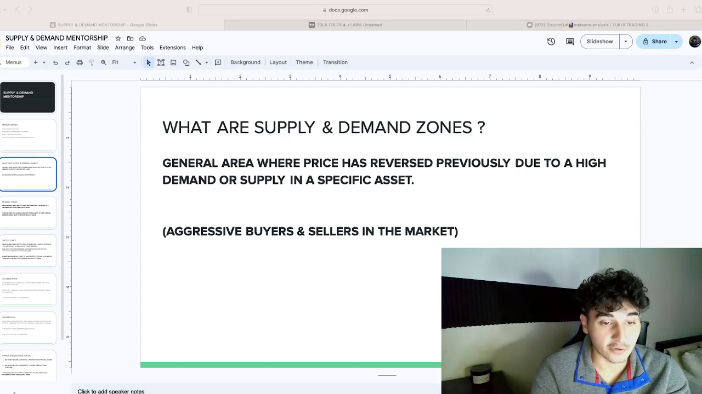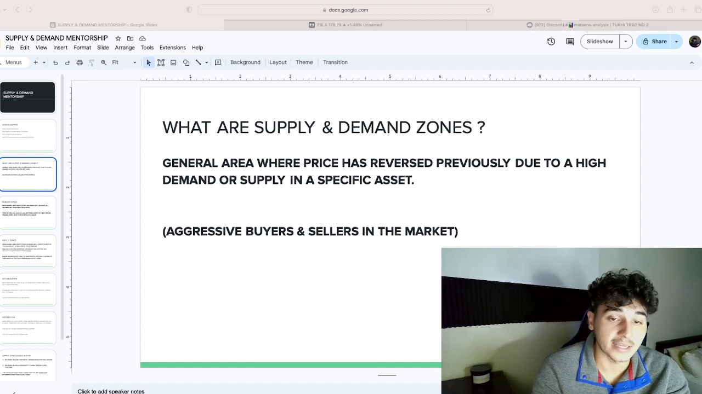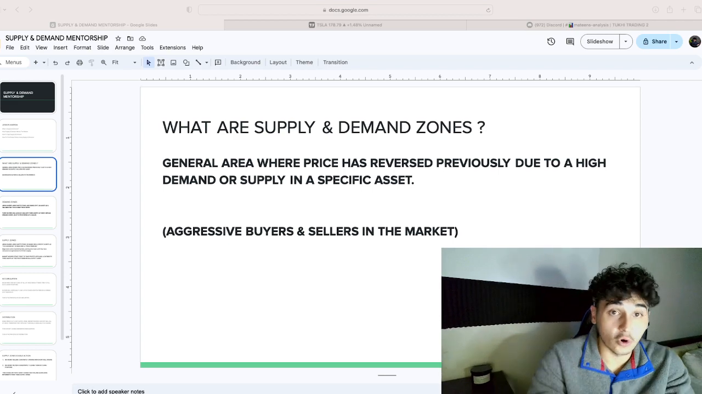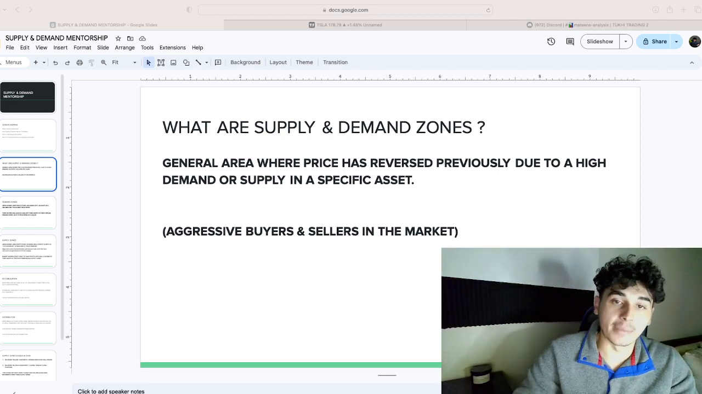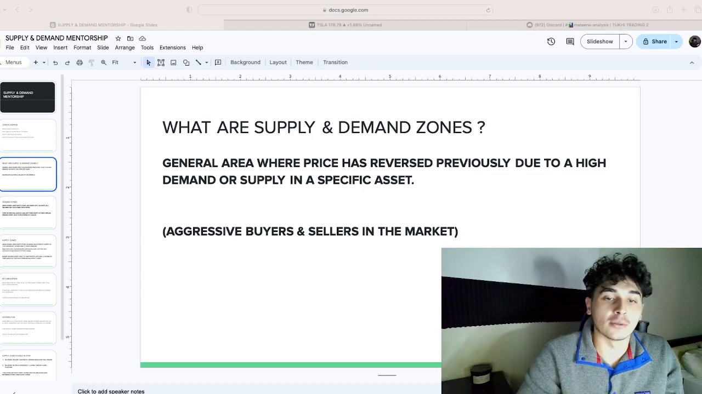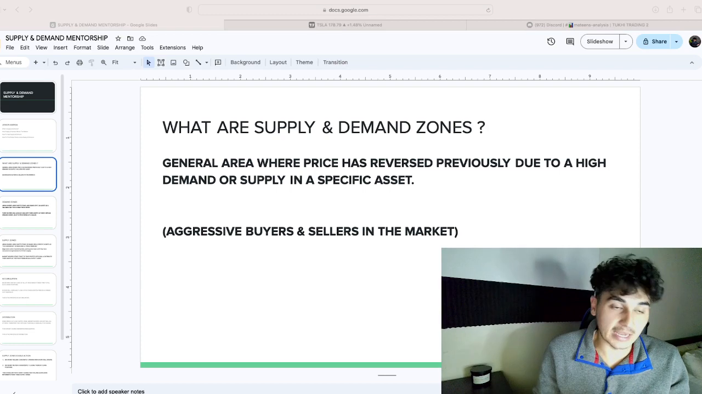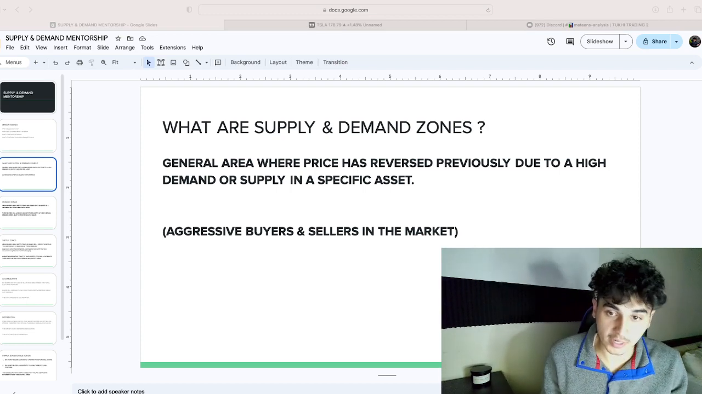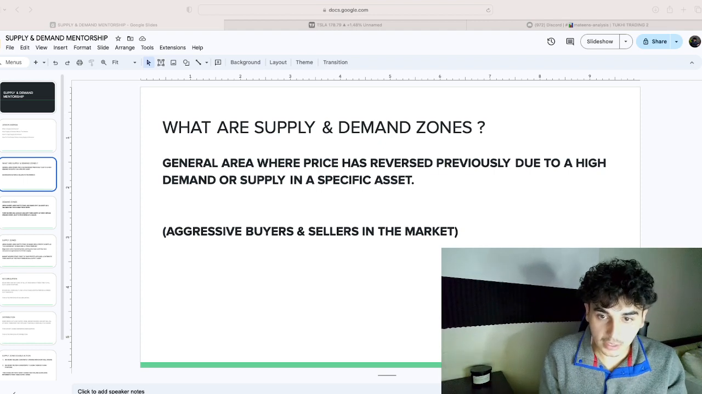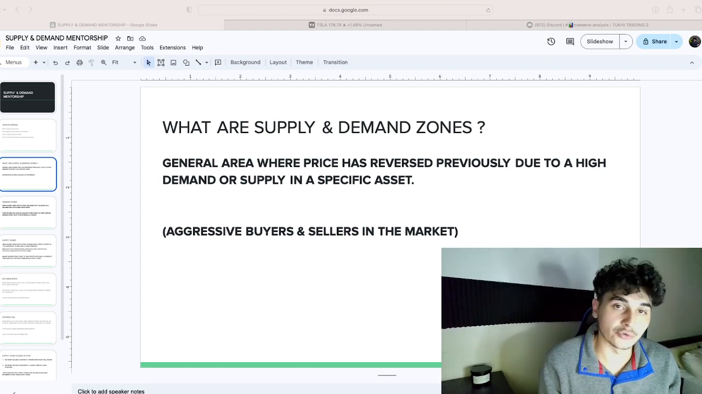I'm sure you guys have heard of the term supply and demand, basic economics, but like I mentioned, this is how the world works too, pretty much, but also this is how the market moves. And you can use supply and demand to trade within the markets and see things that other traders probably don't see, right? As I mentioned, supply and demand is simply aggressive buyers and aggressive sellers, right?